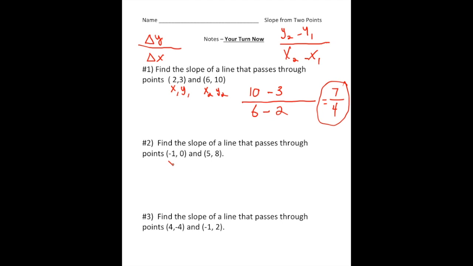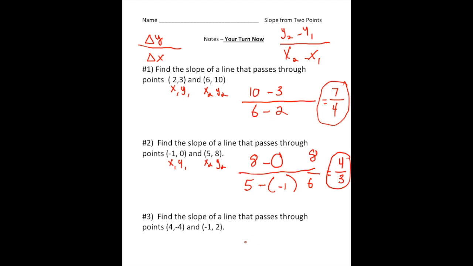Number 2, x1, y1, x2, y2. We know it's going to be 8 minus y1, which is 0, over 5 minus x1, which is a negative 1. So 8 take away 0 is 8, over 5 minus negative 1. Remember, when you subtract the negative, it's the same as adding. So that's going to be 6. And then this can reduce down finally to 4/3. And there's a slope.